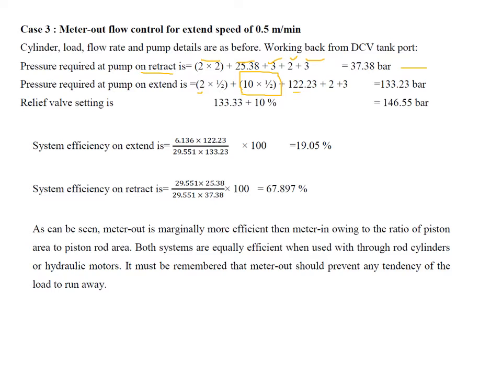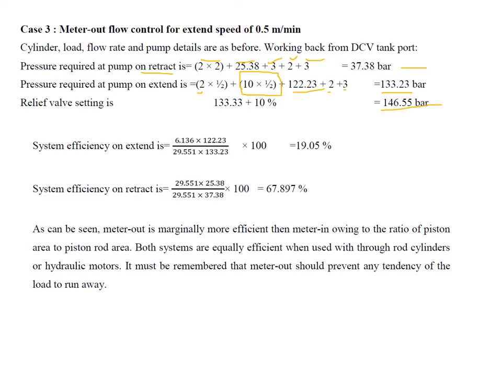122.23 bar, that is due to the force which is there, plus 2 bar plus 3 bar. So 2 bar is DCV, 3 bar is FCV. So totally it will become 133.23 bar. The pressure relief valve setting will be 10% more than that, it will be 146.55 bar.